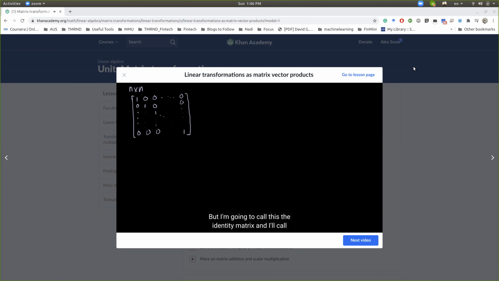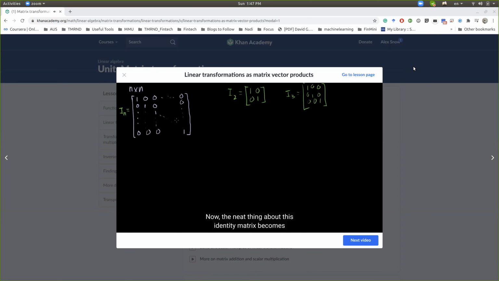I'm going to call this the identity matrix, and I'll call this I sub n. I call that sub n because it's an n by n identity matrix. I sub 2 would be equal to a 2 by 2 identity matrix. It would look like that. And I sub 3 would look like this: 1 0 0, 0 1 0, 0 0 1. I think you get the point.